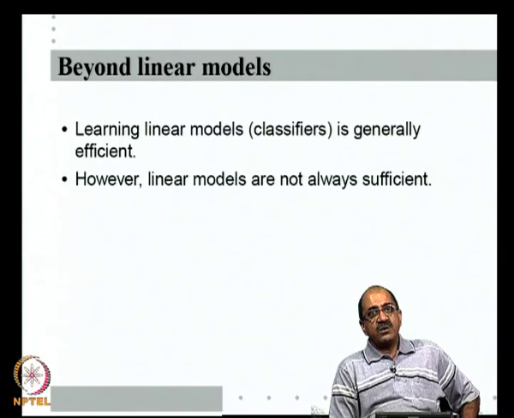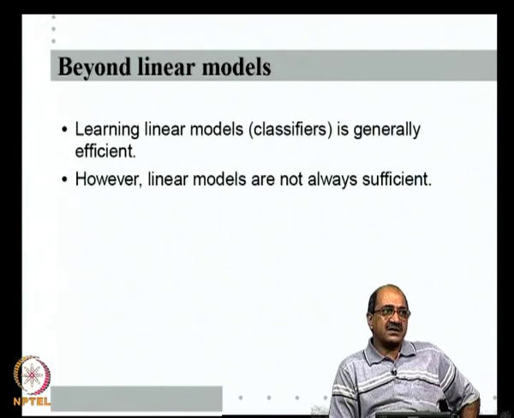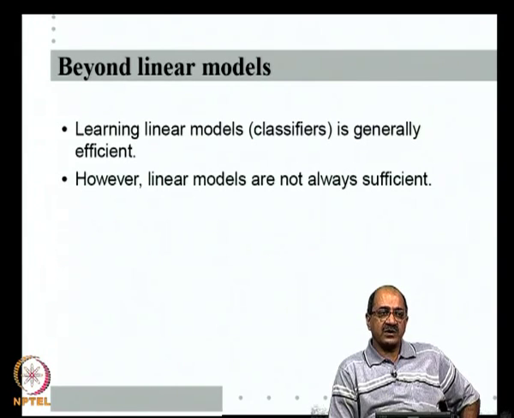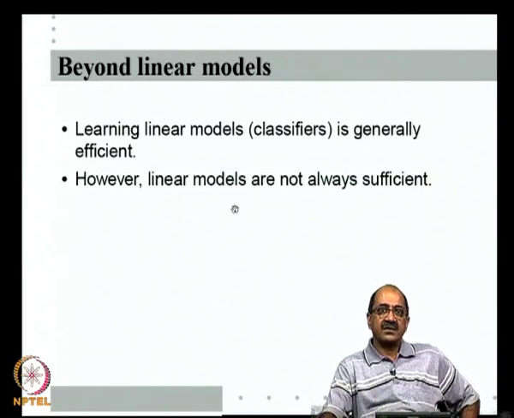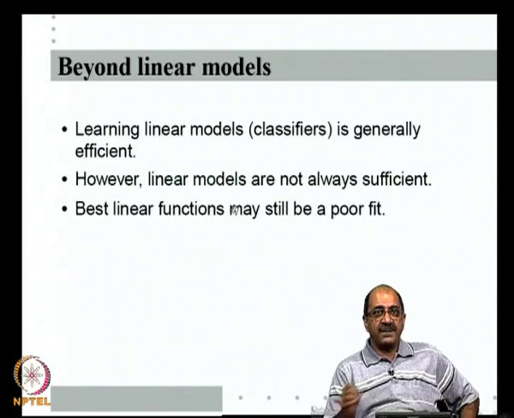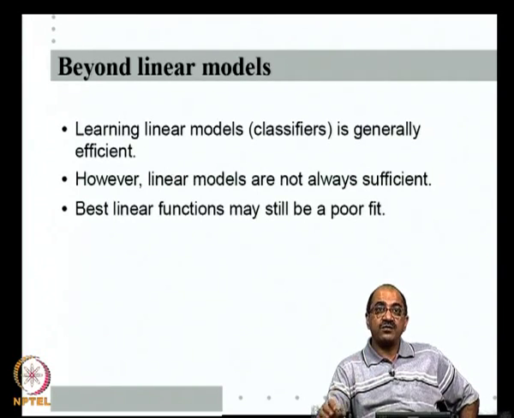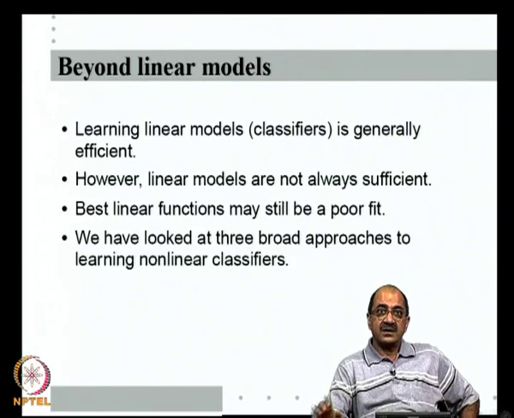However, linear models may not be sufficient. If I have data x_i and y_i and want to model the functional relationship between y_i and x_i, y as some function of x, a linear function may not be the best fit for my data. So, the best linear function may still be a poor fit. Then what do we do?